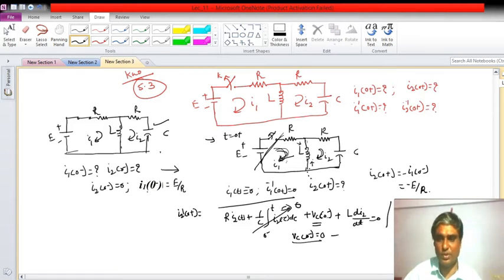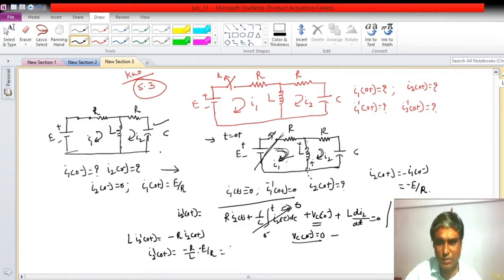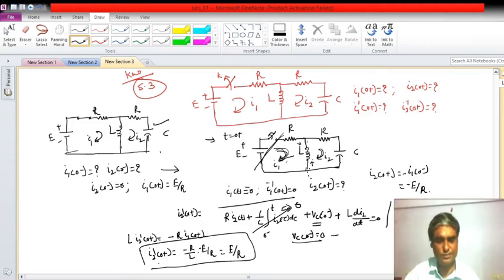Okay, so with this, L I2 dash of 0 positive will be equal to minus R I2 of 0 positive. So what will be I2 dash of 0 positive? It will be minus R by L into I2 of 0 positive, which is minus E by R, so it will be E by L, positive slope. Fine. Okay, next example.